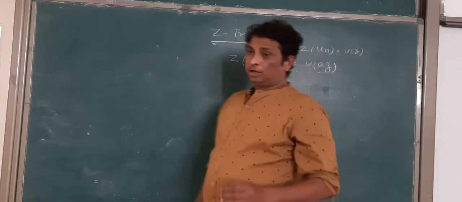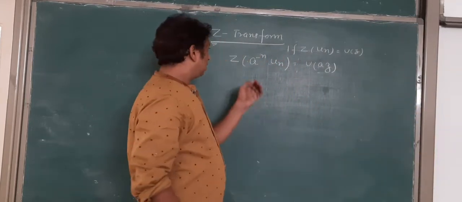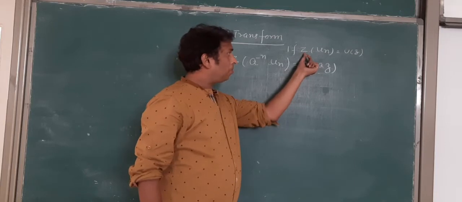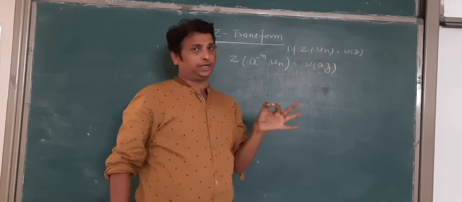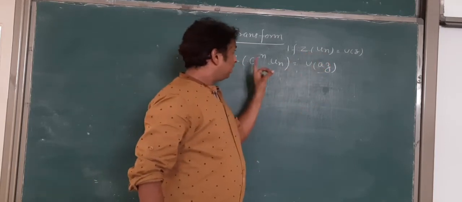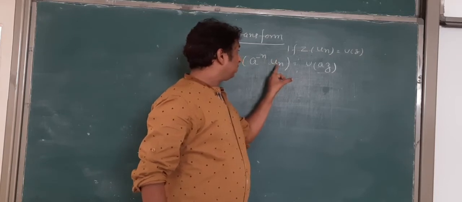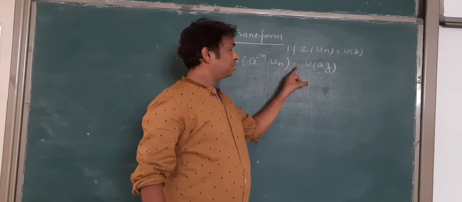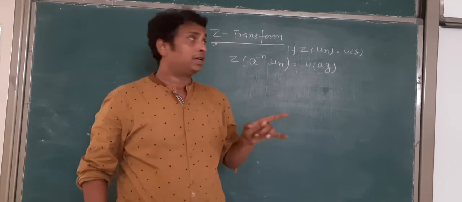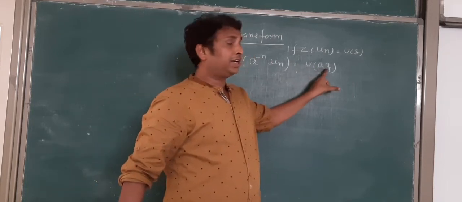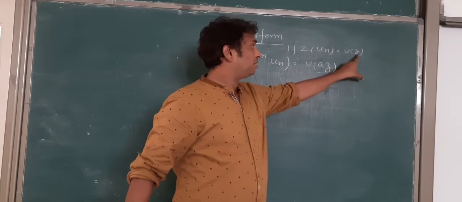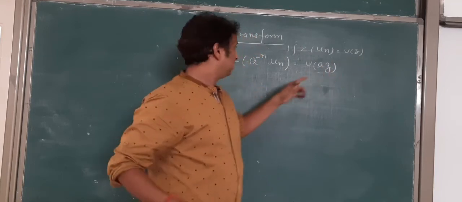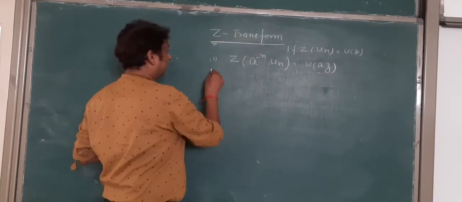Yes. So, if the Z transform of u(n) is U(z), then when u(n) is multiplied with a to the power minus n, its Z transform is what? U of az. It means in place of z, just put az. This is the first.